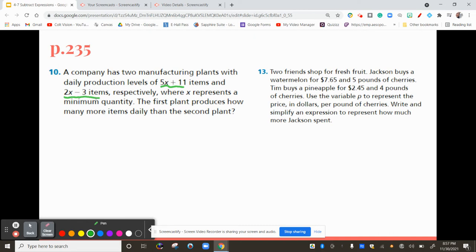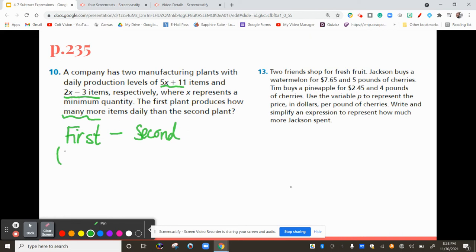I'm just going to keep going. The first plant produces how many more items daily than the second plant? How many more means I'm going to subtract the first one minus the second one. Like if I told you the first one produces 11 items and the second one produces 3 items, how many more is that? It would be 8, right? Because you would just subtract. But it's just more complicated than that.